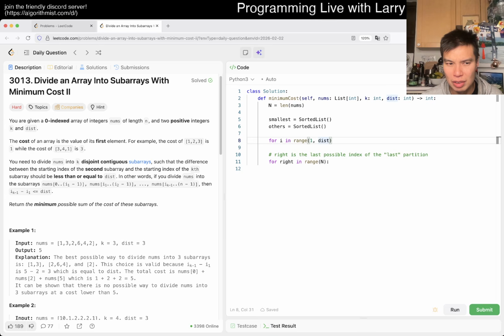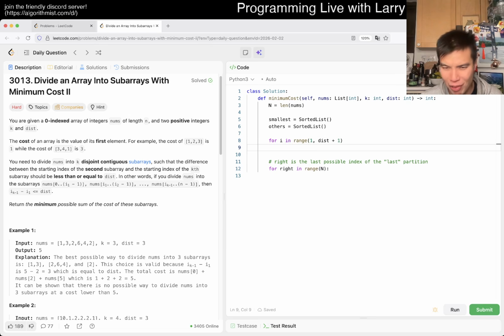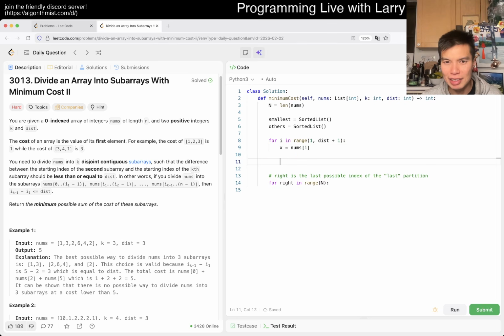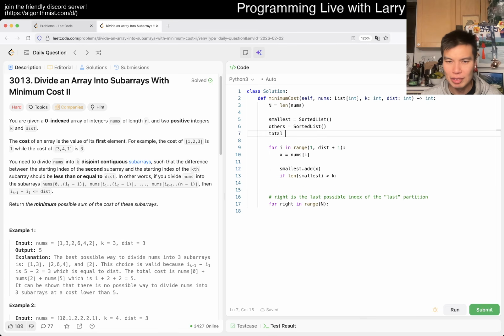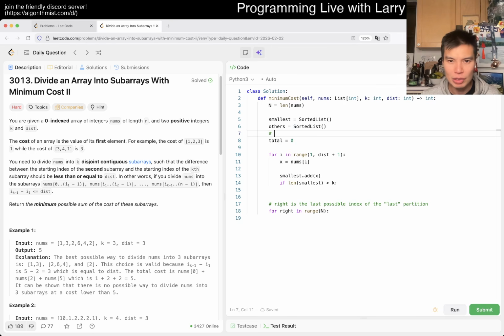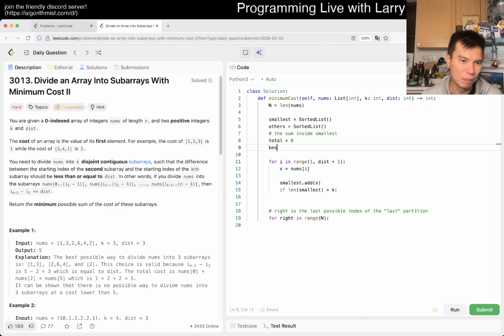So yeah, right? I don't know. If we're off by 1, we'll just fix it. Anyway, for each of these numbers, we want to say x is equal to num sub i, right? And then we add x to smallest. If the length of smallest is greater than k, then we take the biggest number. Oh well, we also have to add a total, which is the sum inside smallest. And then you also maybe want to just have best for the best answer, right?